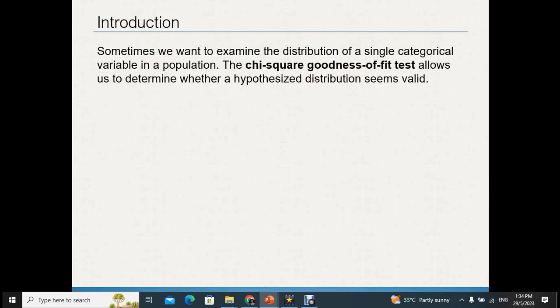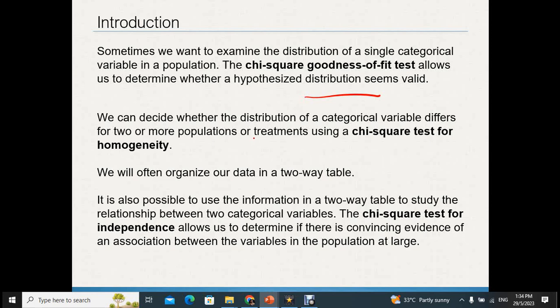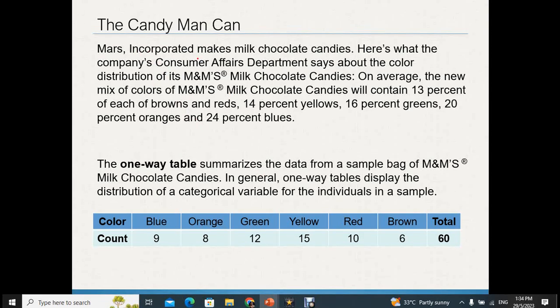Okay, sometimes we want to examine the distribution of a single categorical variable. The chi-square test allows us to determine whether the hypothesized distribution is valid. So we can decide whether the distribution of a category for two populations or treatments using chi-square is homogeneous. We will also often organize our data. Okay, for example here, this is the candy example.